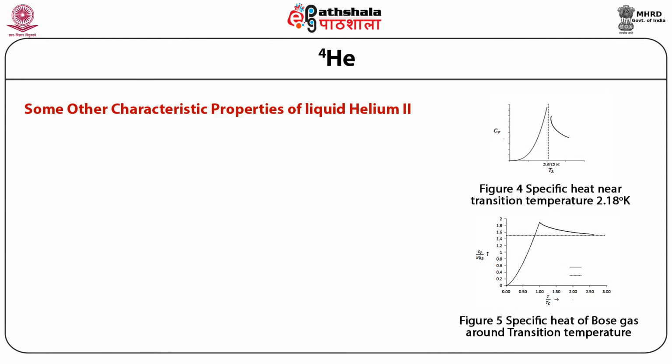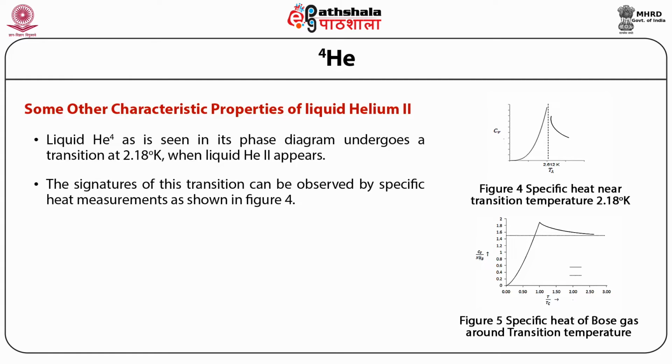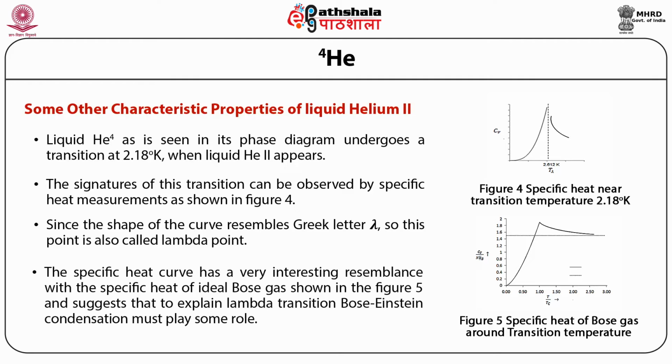There are some other characteristic properties of liquid helium-2. Number 1, liquid helium-4, as seen in its phase diagram, undergoes a transition at 2.18 degrees Kelvin when liquid helium-2 appears. The signatures of this transition can be observed by specific heat measurement as shown in figure 4. Since the shape of the curve shown in the figure resembles the Greek letter lambda, this point is also called lambda point. The specific heat curve has a very interesting resemblance with the specific heat of the ideal Bose gas shown in figure 5 and suggests that to explain lambda transition, Bose-Einstein condensation must play some role.